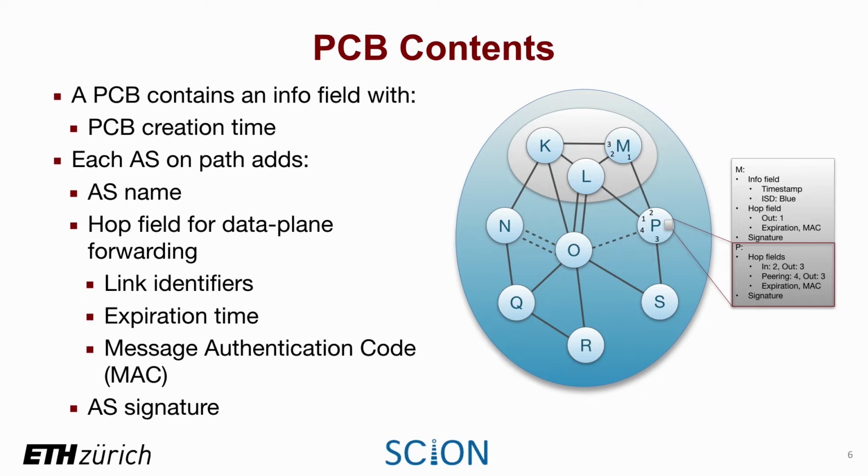Also, we see again a new expiration time, and the message authentication code is added by P. This is also part of each hop field. Also, P adds its own signature and sends this PCB on to AS S. So that's essentially a high-level overview of what's in a PCB.